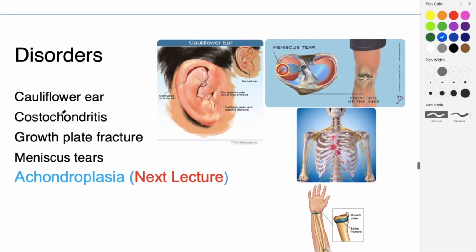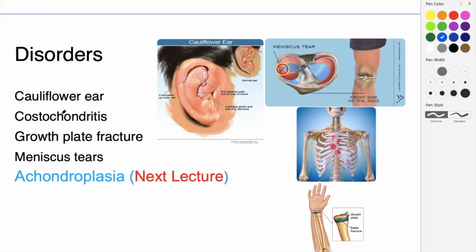Okay, so here are some examples of disorders that can happen in the cartilage. As you can see here, the first one is called cauliflower ear. As you can see in the picture here, right? The ear looks like a cauliflower, right? So a severed up outer ear, like here, right? And the ear appears pale due to the loss of blood. Okay, and what happened is your cartilage like here is dead. Okay, the cartilage is dead, which is abnormal. As you can see, this is the normal ear and this is abnormal. Okay, this is abnormal.